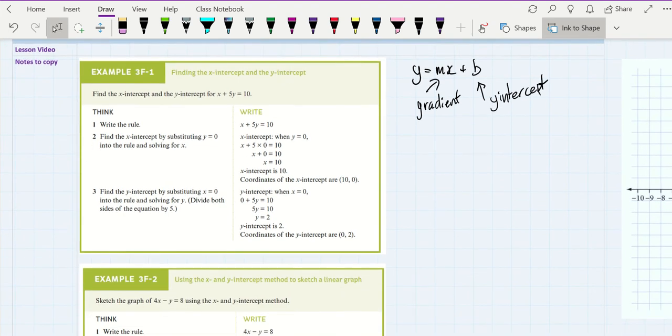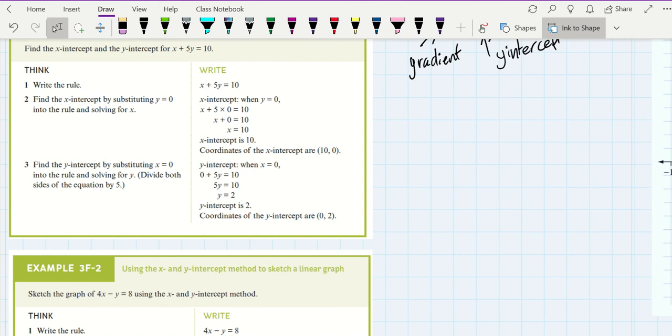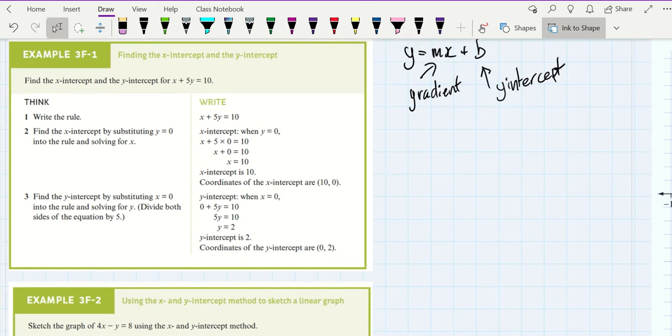So let's have a look at this one. We're going to find the x and y intercept for x plus 5y equals 10. You can see first of all that we've written this form of the linear equation a little bit differently. Normally we say y equals mx plus b, but this time we've got an x and y on the left hand side of the equal sign. So write the rule: x plus 5y equals 10.